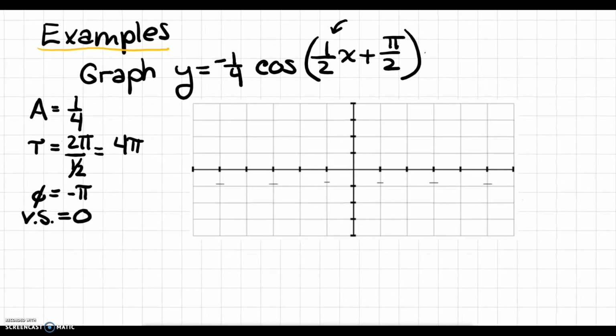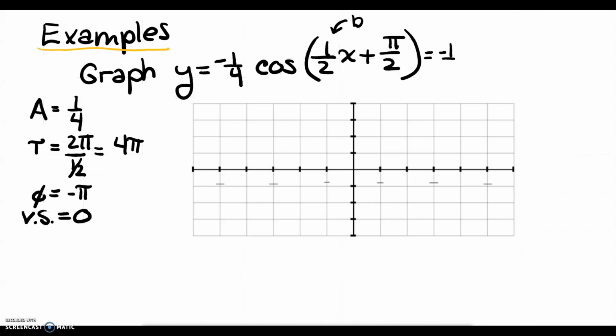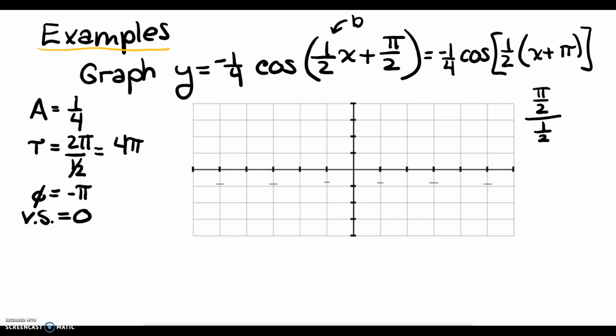So let's get started here, and I want you to notice our b value is not factored out, so we need to go ahead and factor that out before we get started. So when we factor that 1/2 out, it will be x plus pi. And remember, when you factor out a fraction from pi over 2, we divide it by that fraction, and I can multiply to get rid of this complex fraction, so I get pi over 1, or just pi, and that's what you see right up here.